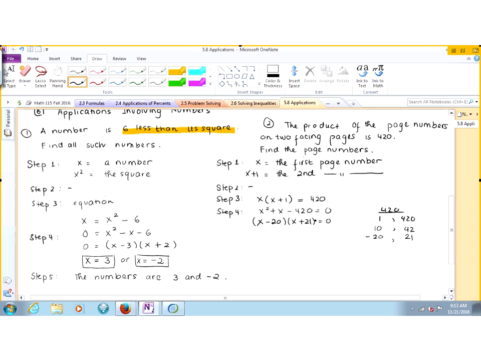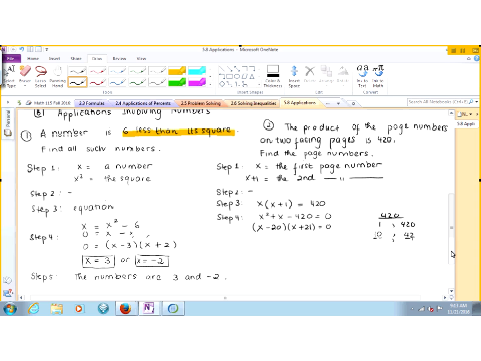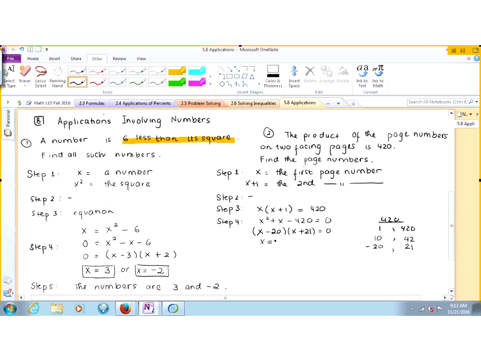All right. Equals 0. Remember, equals 0 because you need to solve it. So what is X here? 20, or X is equal to negative 21. So which one? Is it the 20 or negative 21 or both? Which one do we choose? 20? Yes. Why is it 20? Page number cannot be negative.